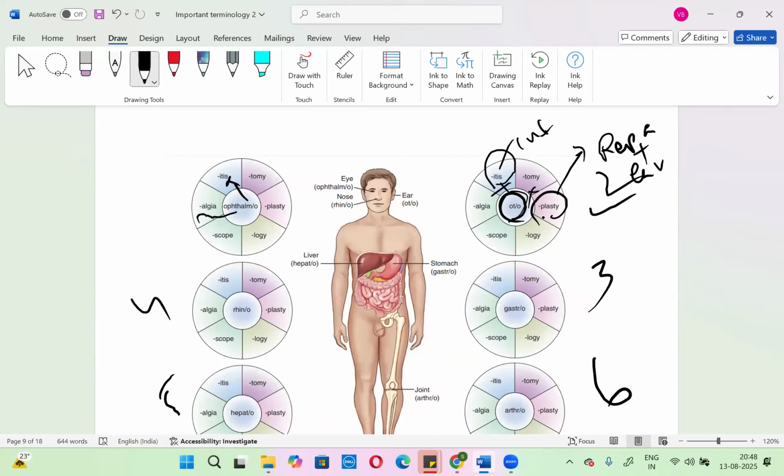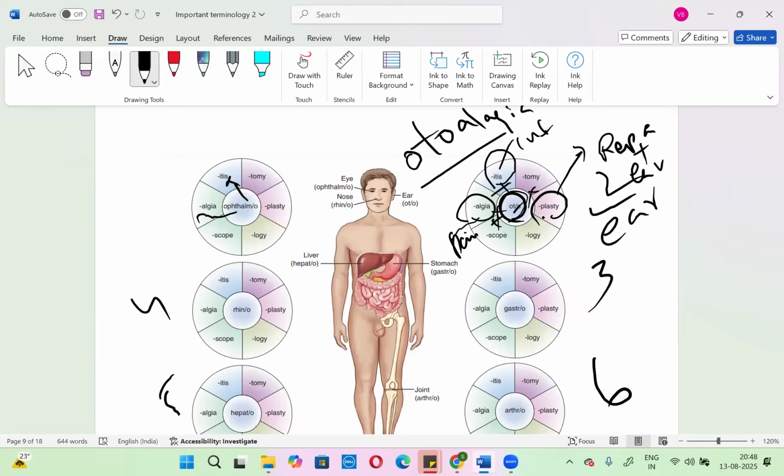Now let's take algia. Algia plus auto. What is algia? Algia means pain. Ah, very good. Pain plus auto. What is auto now? Ear. So, ear pain. Otalgia means ear pain.